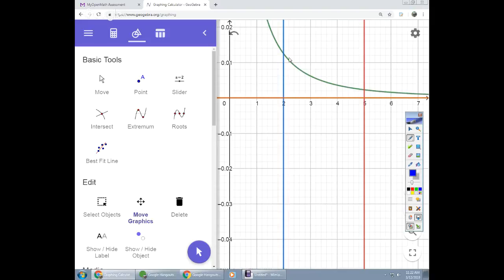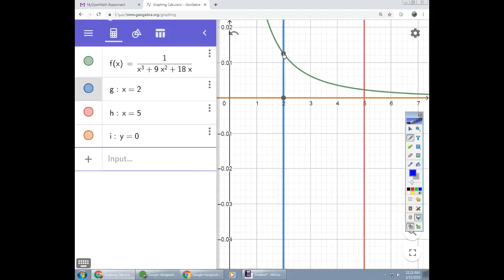Okay, so here's my top function, and on the graph, my bottom function. I want this region right here, and so we would have to determine those intersections, which GeoGebra gives me.